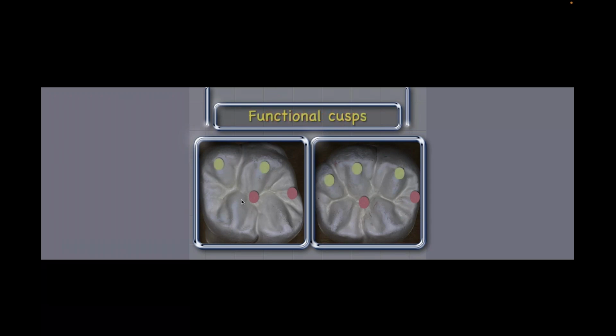After the centric stops, we have our functional cusp tips. So you'll see here that this is our function, this is our function. These are what is opposing into these lower, these red dots that you see here. Do I need to have all 3 cusp tips hitting into one of these? No, I'm okay with one centric stop, but I get it. Some people like 2, some people like 3, and that's just different thoughts on your occlusal schemes.